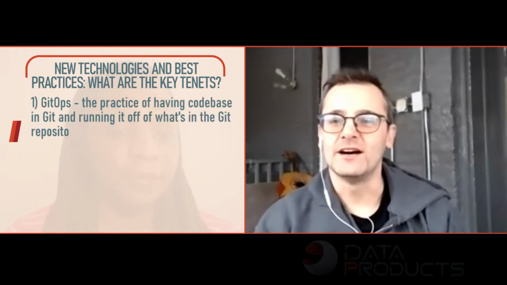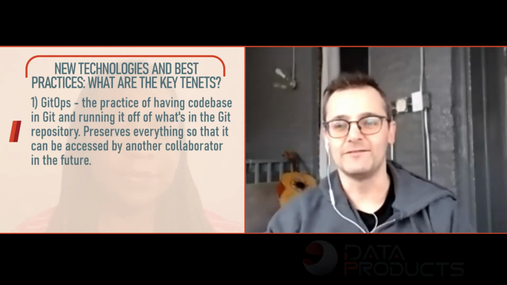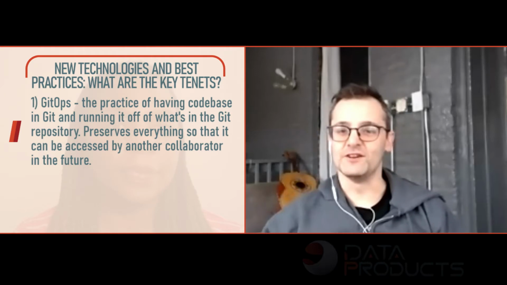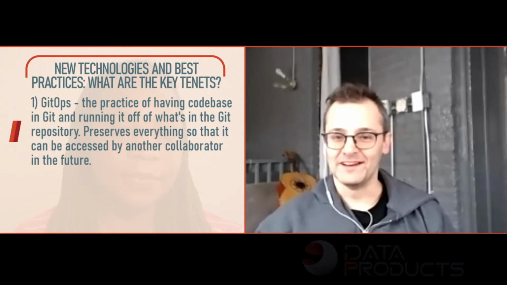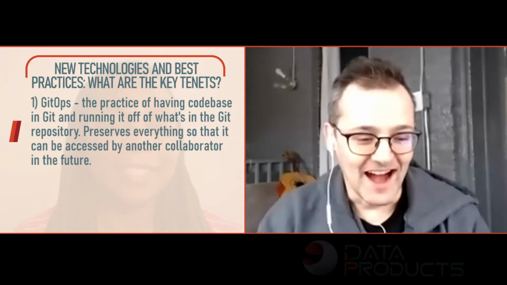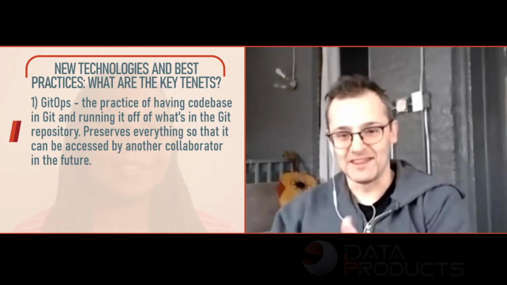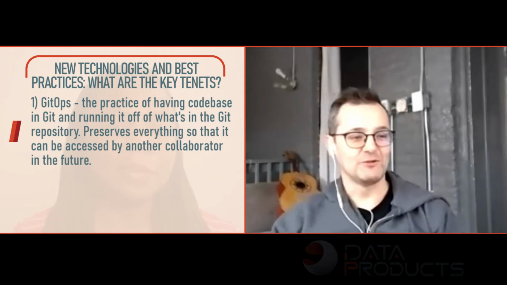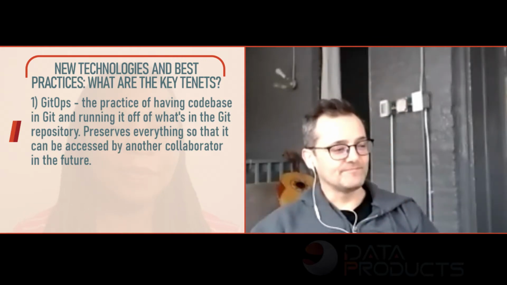So, I guess two things I'm thinking about are GitOps, the practice of having your code base in Git and running it off of what's in Git. So what is in your Git repository serves as the source of truth. If I walk out the door and get hit by a snowplow, it's a big snowy day today in Chicago, then the company or the project keeps going because everything is in there. Maybe not as quickly as before. So that's one thing.